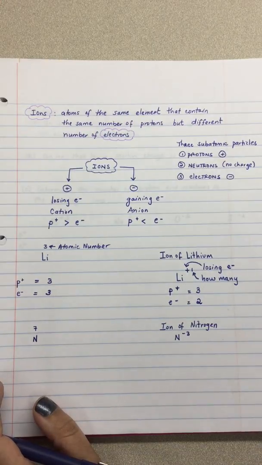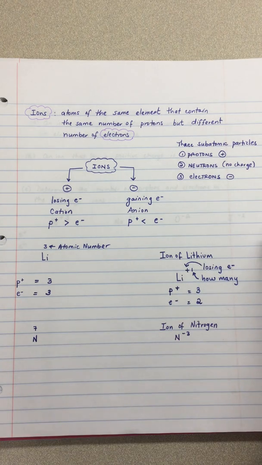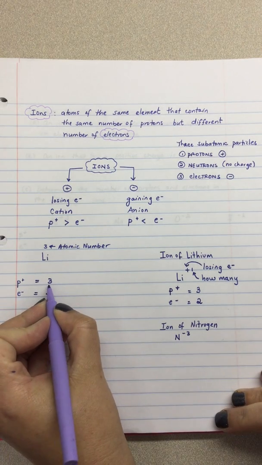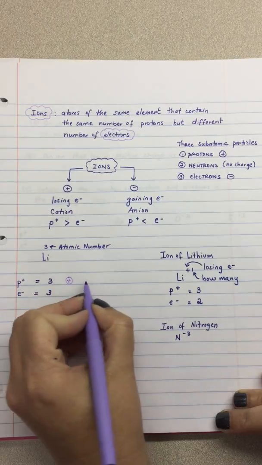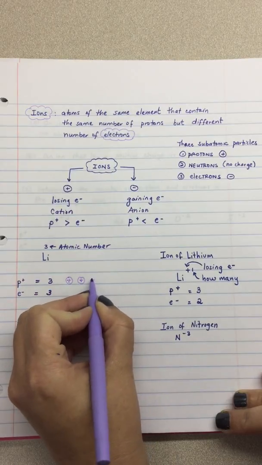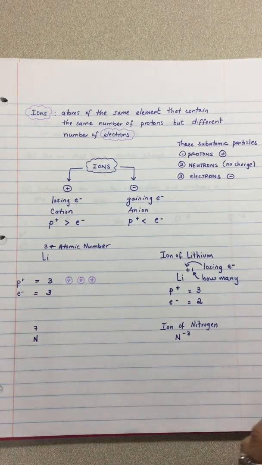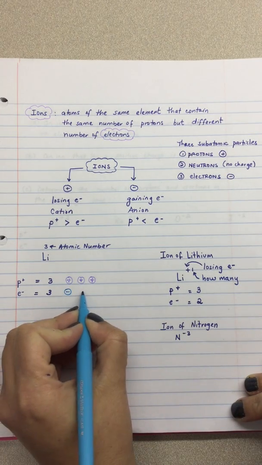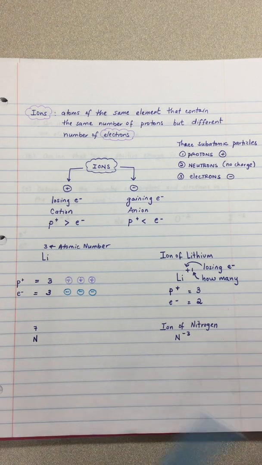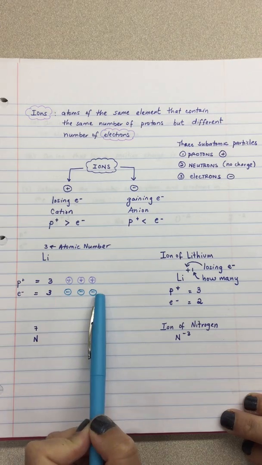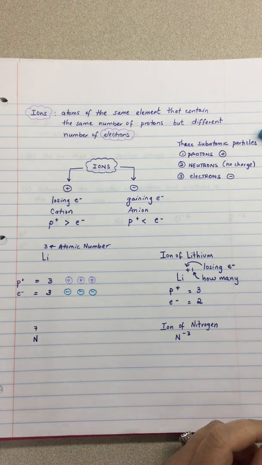So if I use positive and negative signs to represent your protons and your electrons, we'll see that each proton I can represent with a positive sign. So I have 1, 2, 3 protons, which means that I have 3 positive signs. And each electron is represented by a negative charge. So I have 3 positive charges and 3 negative charges, and they will cancel out.